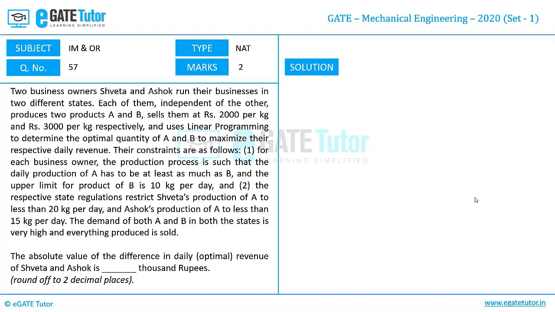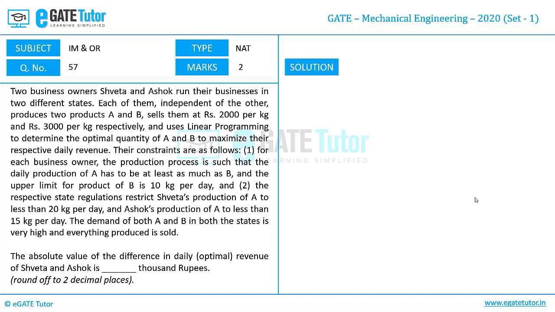For each business owner, the production process is such that the daily production of A has to be at least as much as B, and the upper limit of product B is 10 kg per day. The respective state regulations restrict Shweta's production of A to less than 20 kg per day and Ashok's production of A to less than 15 kg per day. The demand of both A and B in both the states is very high and everything produced is sold. The absolute value of difference in daily or optimal revenue of Shweta and Ashok is -1000 rupees. So as usual, we need to round up the solution to two decimal places.